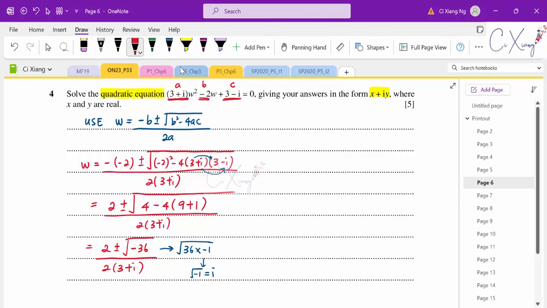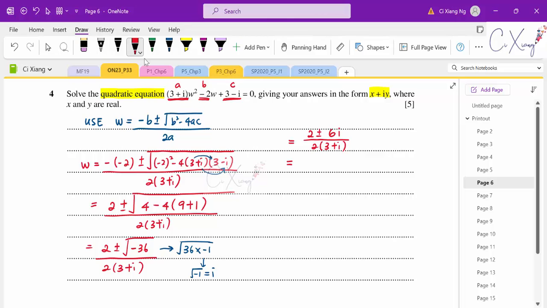Okay, so if you try to simplify what we have here, you're having 2 plus minus the square root. I should write it like this: the square root of 36 is 6, and the square root of negative 1 is i. So you're having 2 plus minus 6i divided by 2, then 3 plus i here.